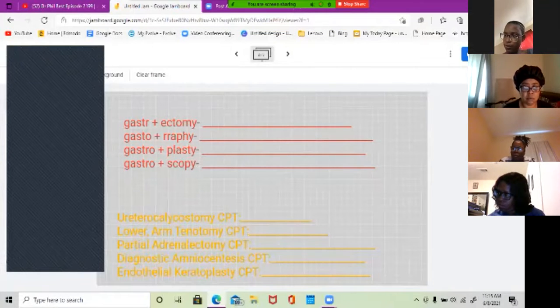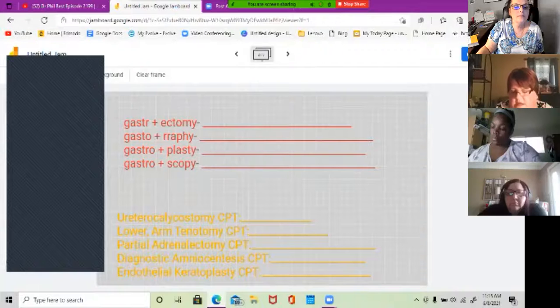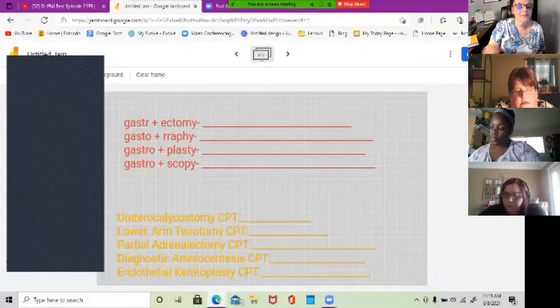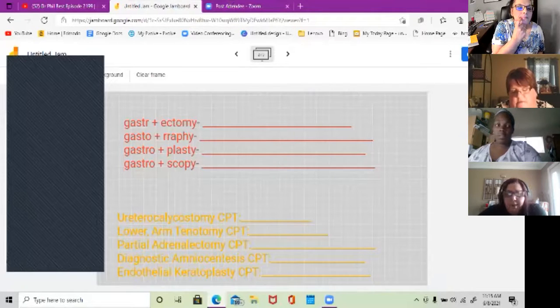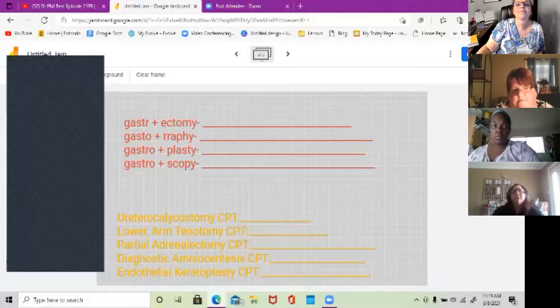Gastrorrhaphy, stomach. It's suture of the stomach. Okay. Gastroplasty, surgical repair of the stomach. And then gastroscopy, visual examination of the stomach.